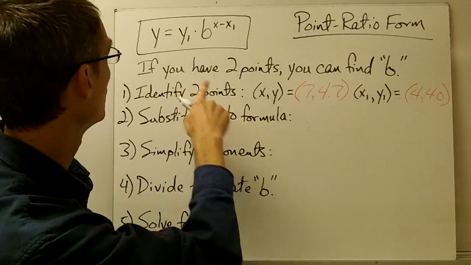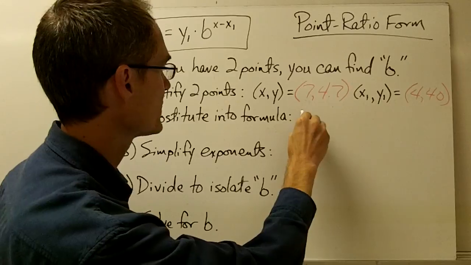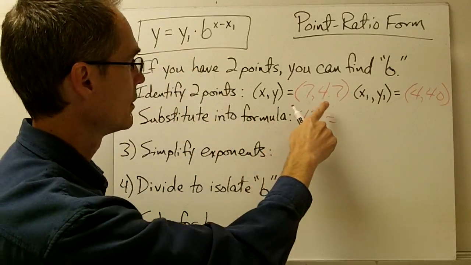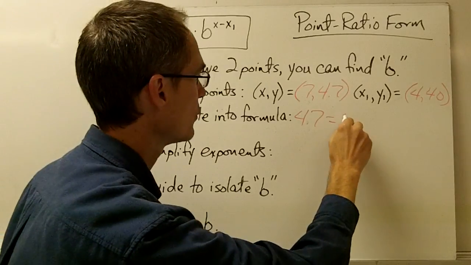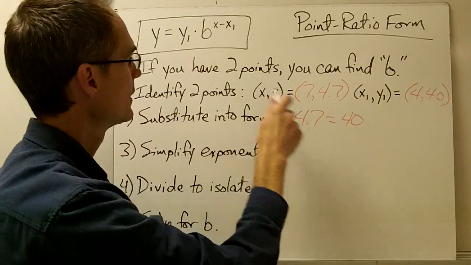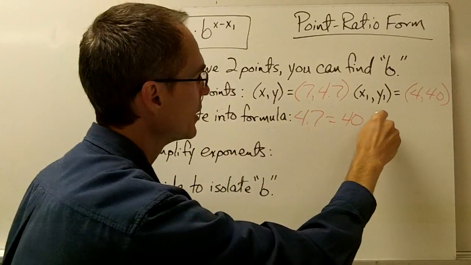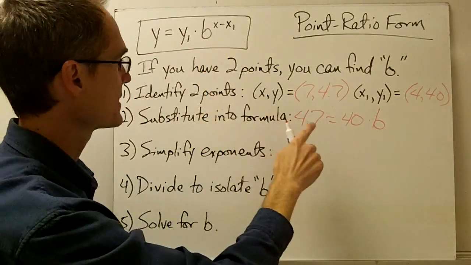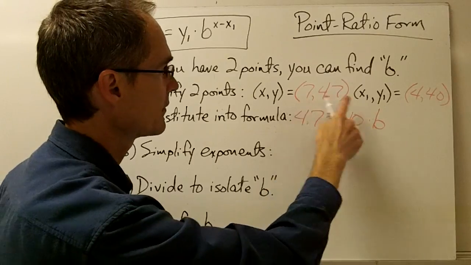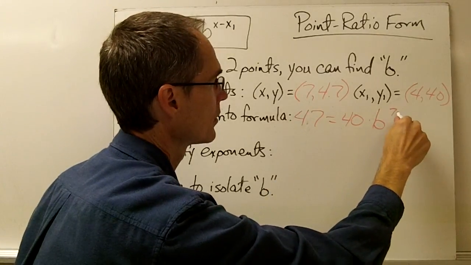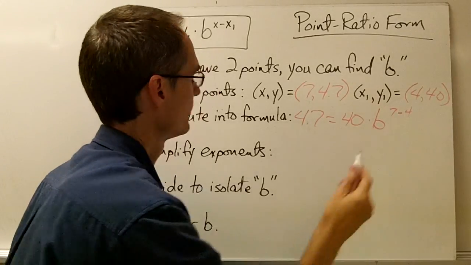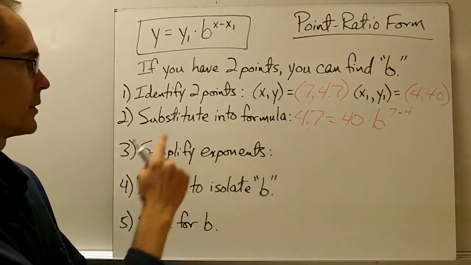Step number 2, substitute the 2 points into the formula. Okay, so let's see. Y is 4.7. So y equals y1. y1 is 40 times b, we don't know yet. That's what we're looking for. To the power of x minus x1. So that's going to be 7 minus 4. All right, substitute into formula, got it.